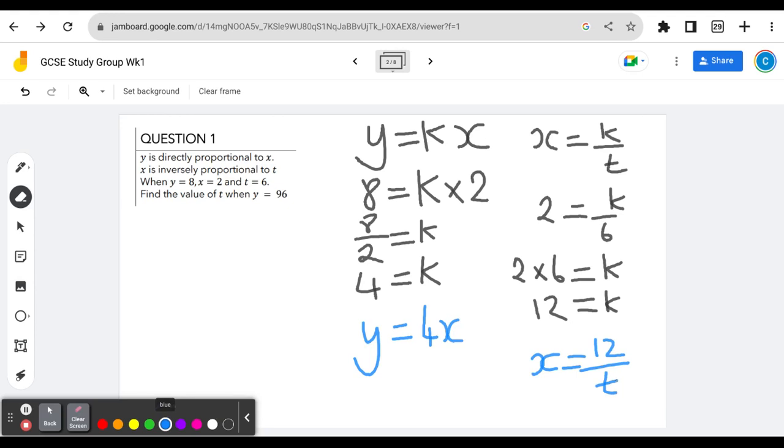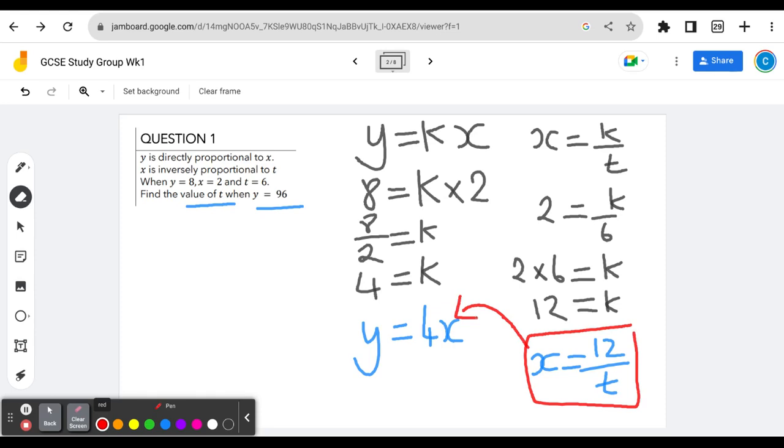Now, the question is asking me to find the value of t when y equals 96. So there is no x mentioned. So what I'm going to do is combine these two relationships to eliminate the x. Now, the method is to make x the subject of one equation and use that to substitute into the other equation. I'm going to use this version because it already has x as the subject, and I'm going to substitute that version of x into the first relationship there.